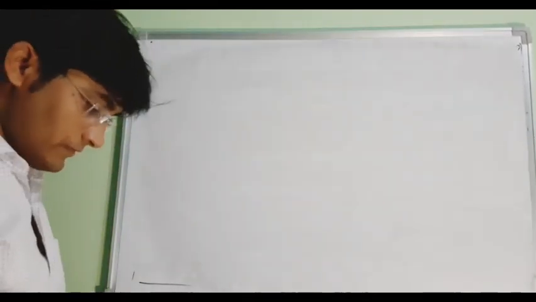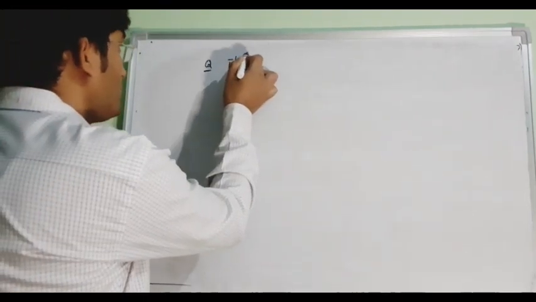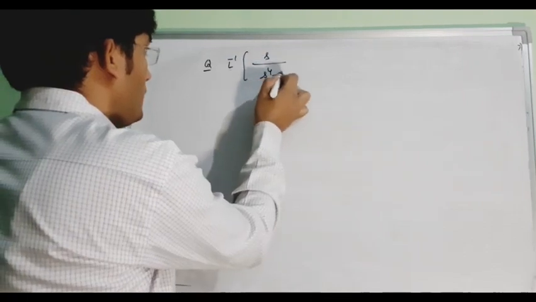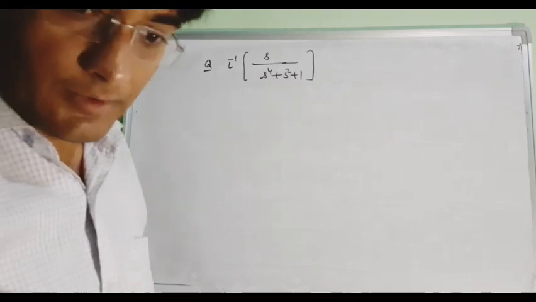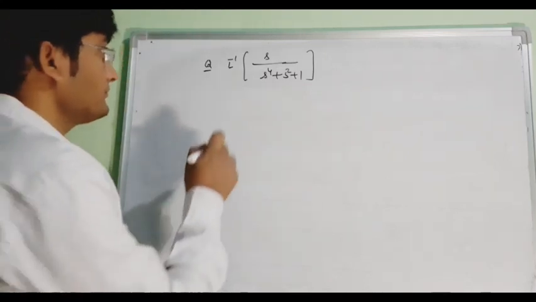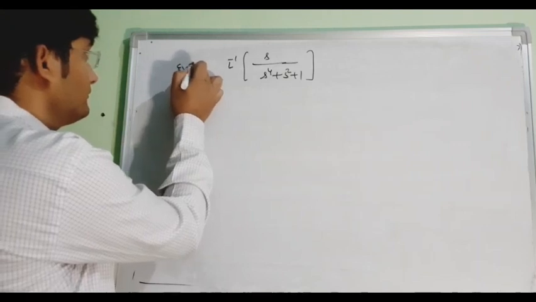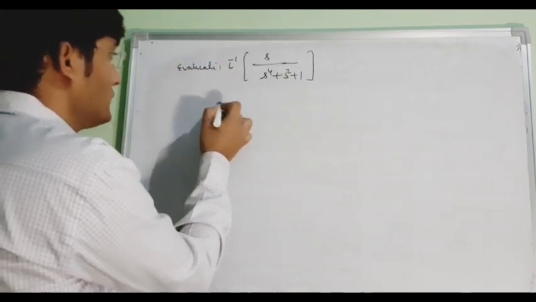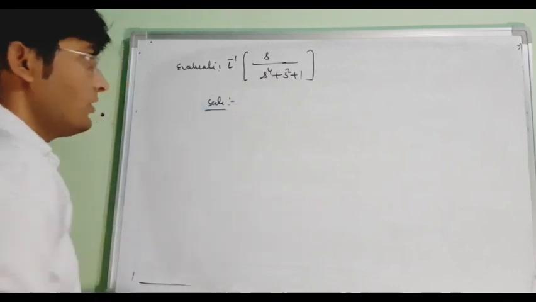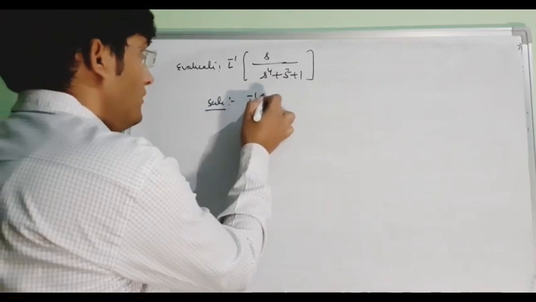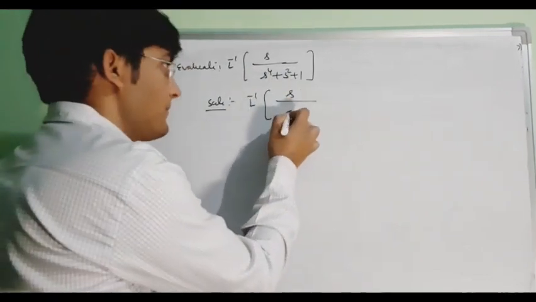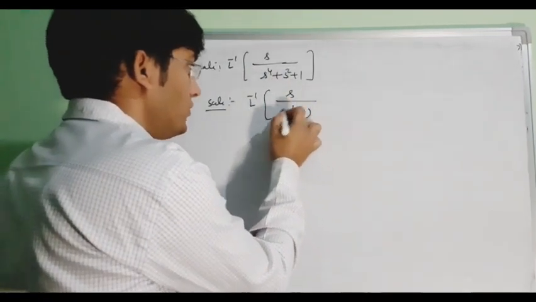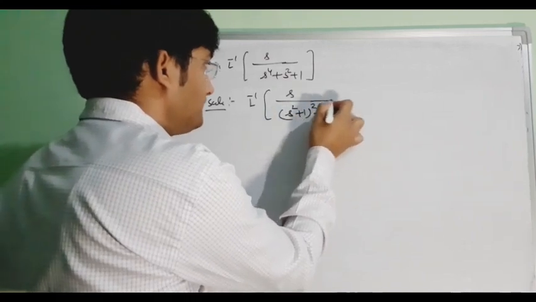The question is, evaluate the Laplace inverse of s upon (s power 4 plus s square plus 1). Let us compute its Laplace inverse. Solution. Here we can write s power 4 plus s square plus 1 as (s square plus 1) whole square minus s square.